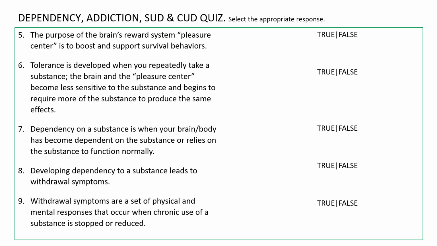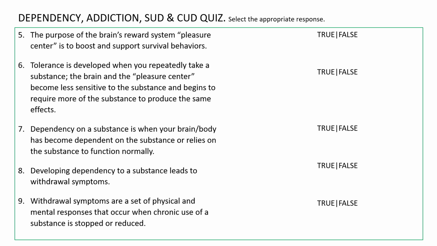I'll give you a few seconds to review questions 5 through 9. Number 5. The purpose of the brain's reward system, pleasure center, is to boost and support survival behaviors. True or false? True. Number 6. Tolerance is developed when you repeatedly take a substance. The brain and the pleasure center become less sensitive to the substance and begin to require more of the substance to produce the same effects. True or false? True.